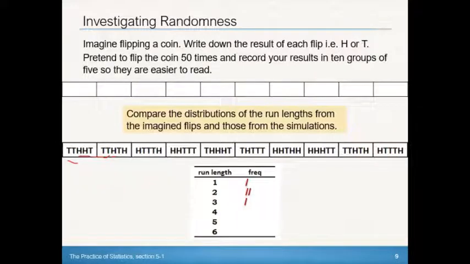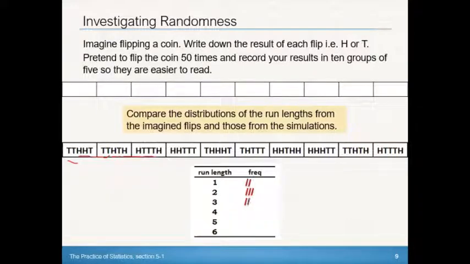And then I have a T, which is a single run. So I'm going to put another tally there. The next is an H, and I'm going to run that over to the next H. There's 2 H's, so that's a run of 2. And I'm just going to keep doing this.